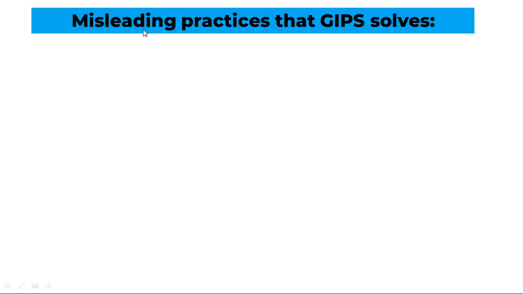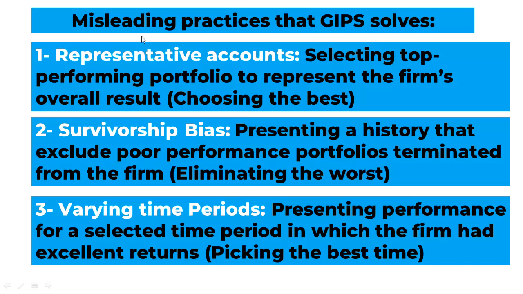What misleading practices does GIPS solve? 1. Representative accounts: selecting the top performing portfolio to represent the firm's overall results, which means simply choosing the best. 2. Survivorship bias: presenting a history that excludes poor performing portfolios terminated from the firm, eliminating the worst. 3. Varying time periods: presenting performance from a selected time period in which the firm had excellent returns, picking the best time.